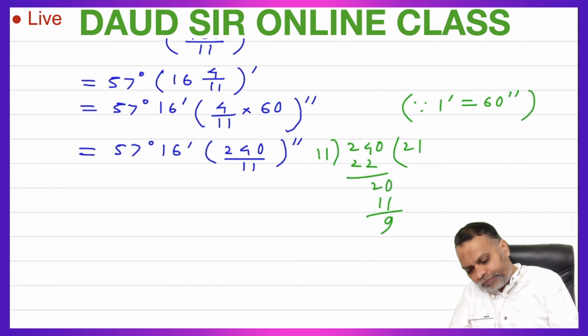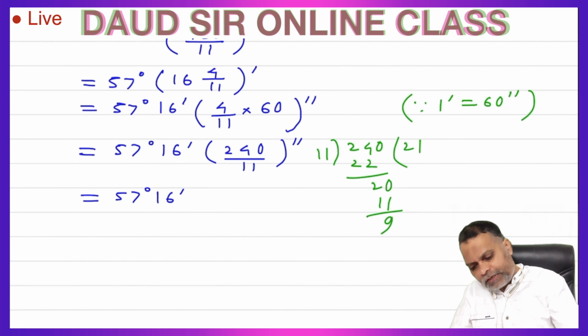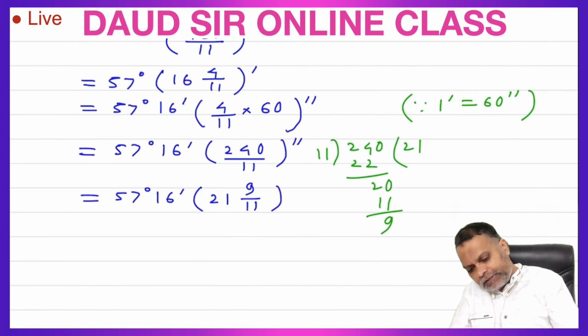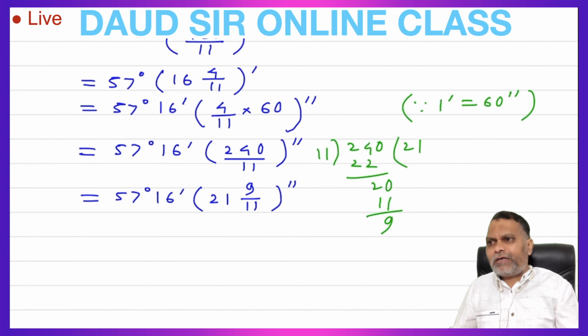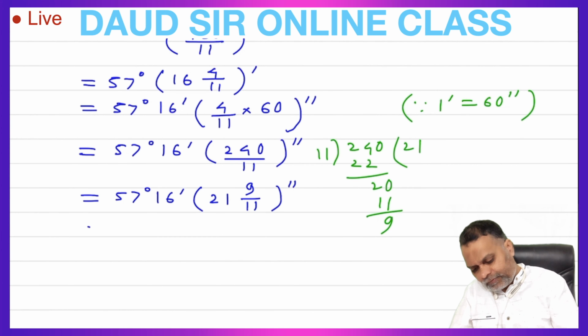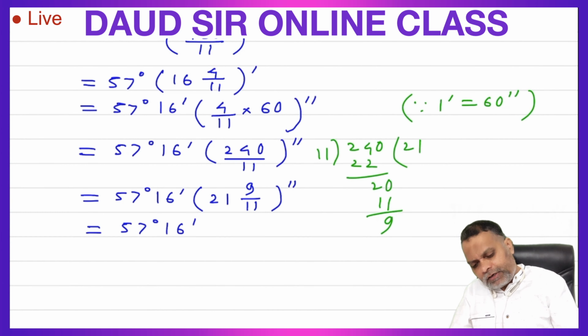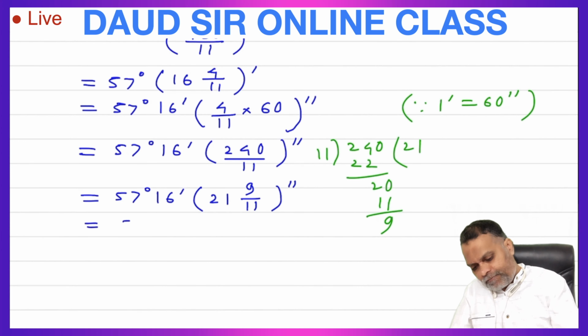So which is equal to 57 degree 16 minutes and 21 and 9 upon 11 seconds. So approximately we can write 21 seconds. 57 degree 16 minute and 21. So this is 57 degree 16 minute and approximately 21 second.